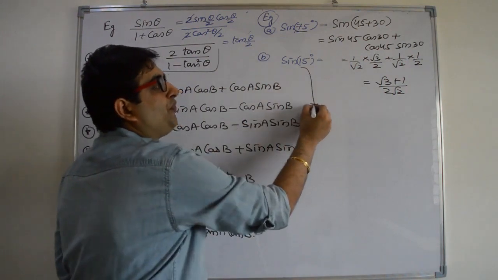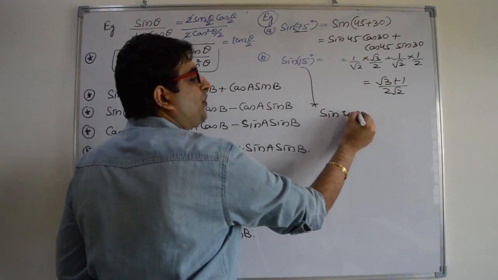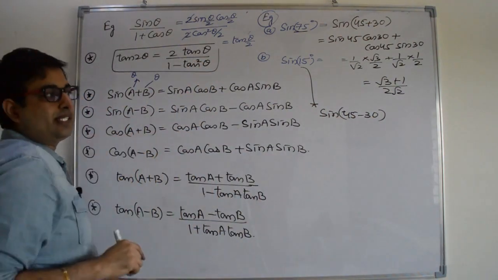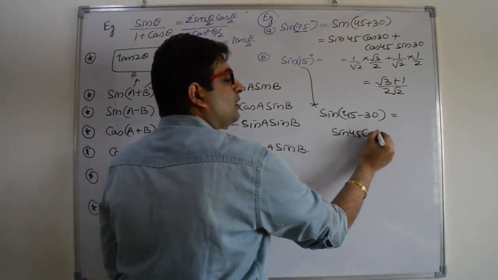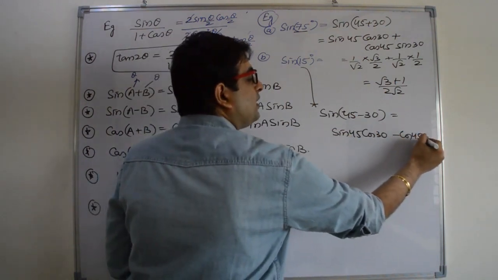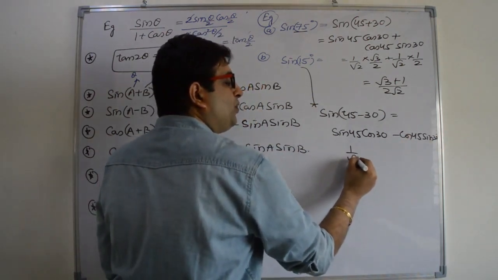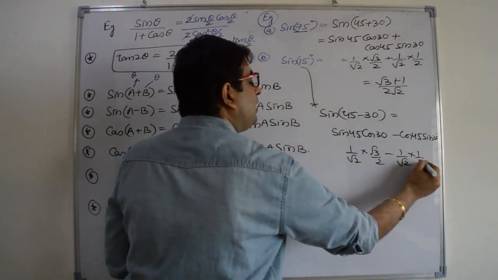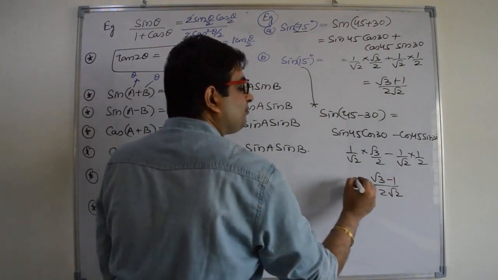Now sin 15 degree, I can change it to sin(45 − 30). Subtraction of two angles. Open it: sin 45 cos 30 minus cos 45 sin 30. Again it is 1 by root 2 times root 3 by 2 minus 1 by root 2 times half. So it becomes (root 3 minus 1) divided by 2 root 2.